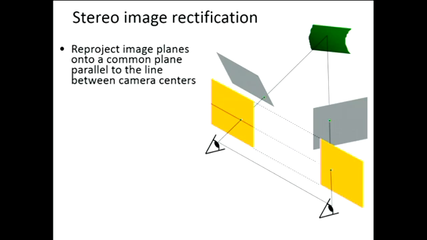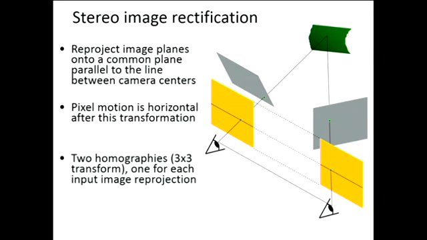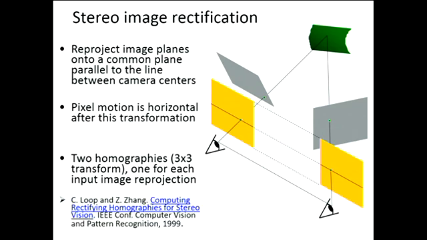And that plane should be parallel to the baseline between the camera centers. And then after that, the pixel motion will be horizontal, so corresponding points will be on the same scanline again. In order to project them onto the plane, I just need to solve for two 3x3 homographies that map each original image onto that plane. The algorithm to do that is described in this 1999 paper by Loop and Zhang. Zhang is now at Microsoft.